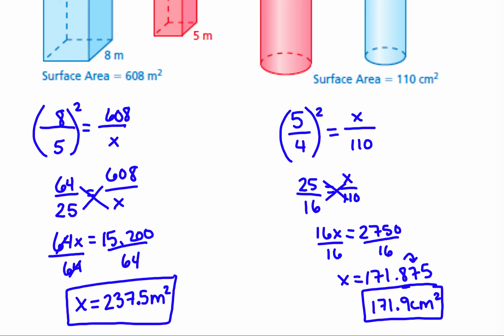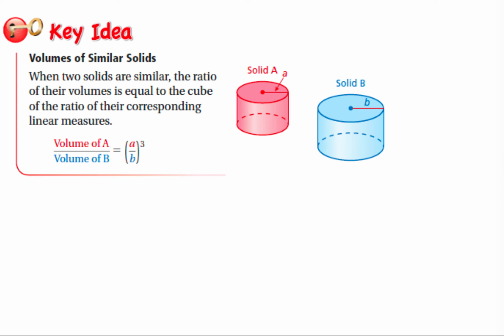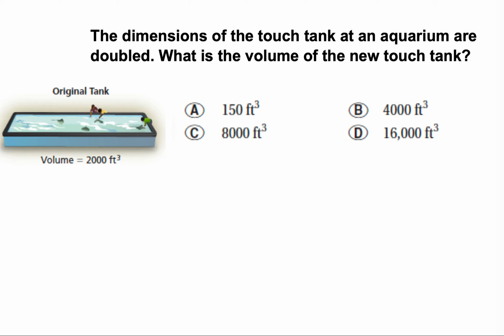And our last key idea is comparing with volume. Volumes, when we solve these problems, are the same thing as surface areas, except now the ratio is equal to the cube of the ratio of the sides. Volume is in cubic units, so when we set up a proportion, we need a cube as our exponent, to the third power. All right, so let's go ahead and try that in a problem.